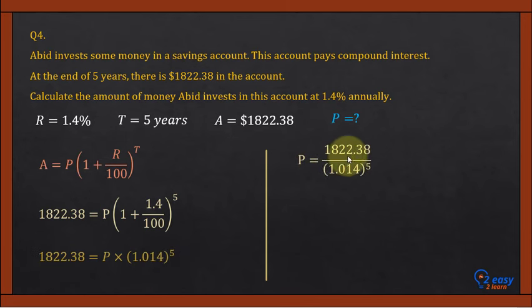So divide these numbers to the left side. So P is equal to 1822.38 divided by 1.014 to the power 5. Use your calculator and find your answer. So P is equal to $1,700. So Abid has invested $1,700 for 5 years in this account.